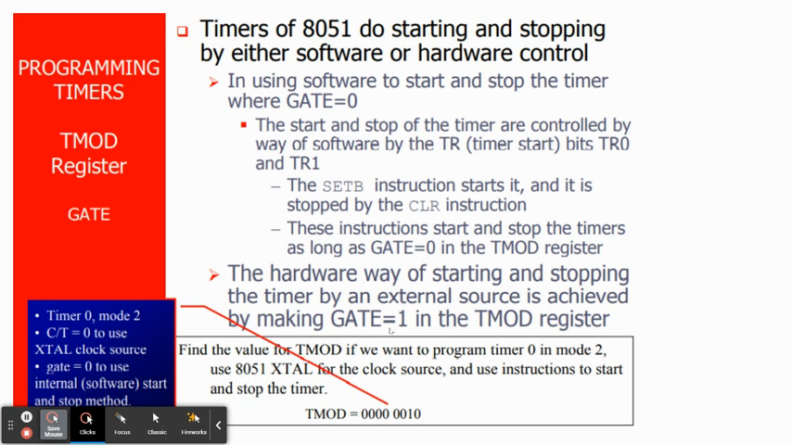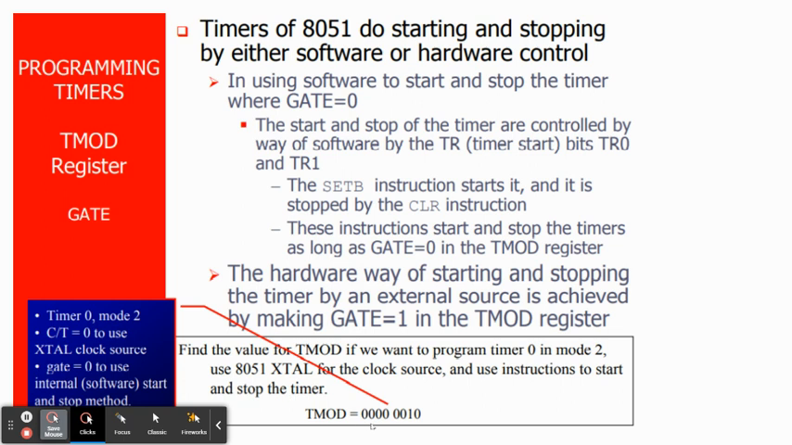I hope that's clear. Again, to summarize this page, if the gate equals 1, you can start and stop the timer by an external source. But if the gate equals 0, you can start or stop the timer by software or by your program or by your instruction. Now, look at this example here. We find the value of TMOD if we want to program timer 0 in mode 2 using 8051 crystal for the clock source and use instruction to start and stop the timer.